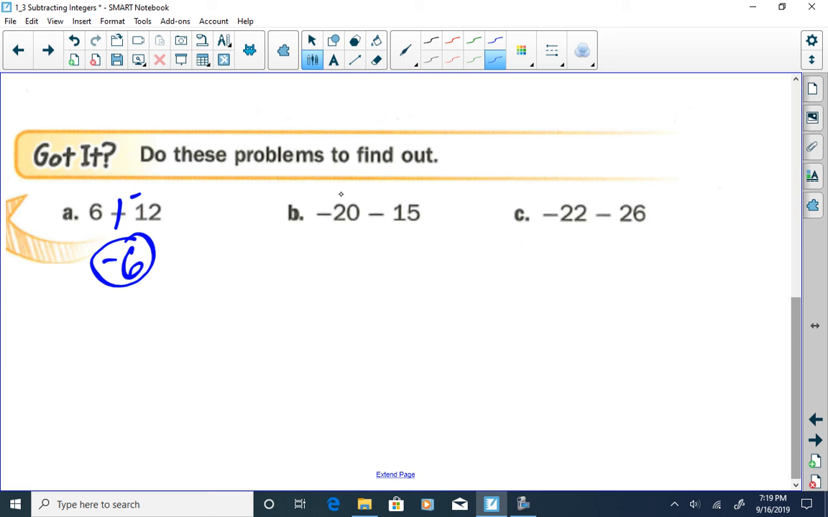Example B. We start off with a subtraction problem, but when we use the additive inverse, we add its opposite, right? It's 2 steps. Change the subtraction to addition, change the sign of the number that follows to its opposite, and then we use our rules for addition. Negative 20 and negative 15, it's going to be negative 35. Negative 22, take away 26. We add its opposite. Negative 22 and negative 26, it's going to be negative 48.